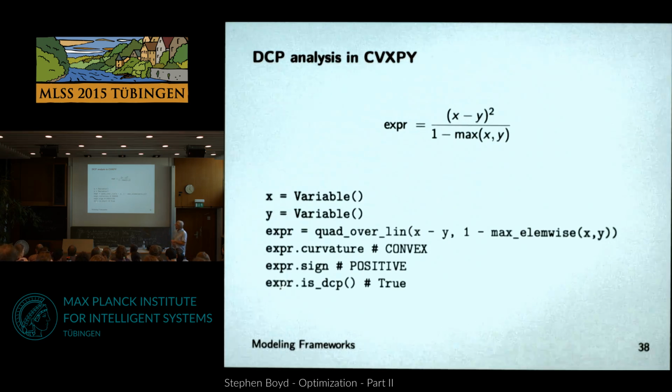And then if you call the .is_dcp method, it'll come back and say true. Okay? So everybody got this? This is what this looks like. It's very straightforward.